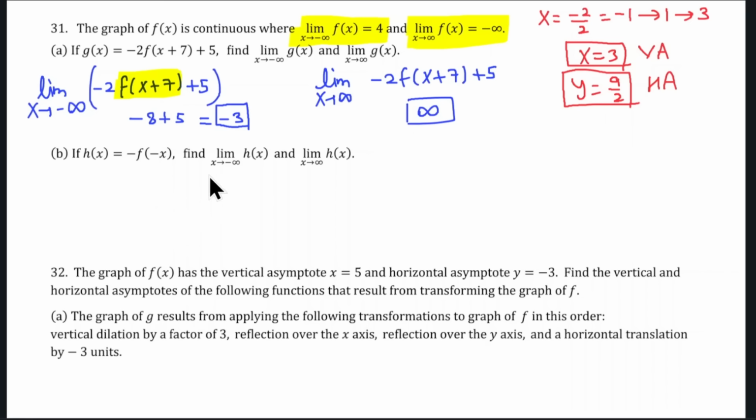Question number B looks interesting. I'm going to do it for you. X is approaching -infinity of h(x). So x is approaching -infinity of minus f of minus x. If it is approaching negative infinity, remember that when I put negative infinity over here, first off, this negative can just be taken out, right? Don't be confused with this negative. So that just comes out.